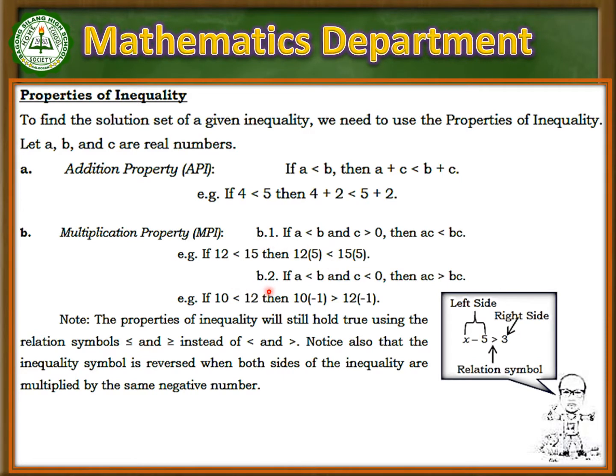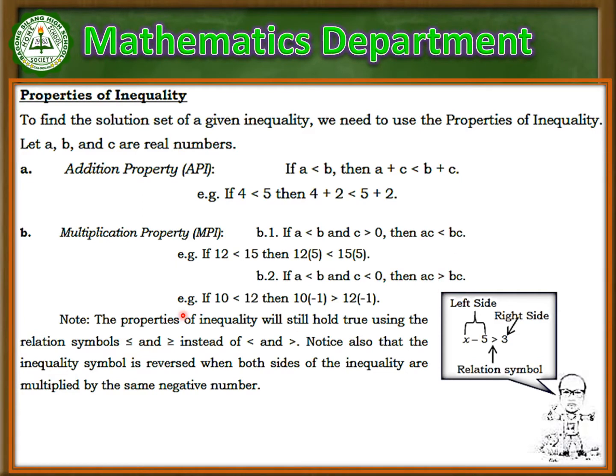Number 2: if A is less than B, but C is less than 0, then AC is greater than BC. So, what did you notice? The symbol reversed. Meaning, once you multiply the left and right sides of an inequality by a negative number, the symbol will reverse.